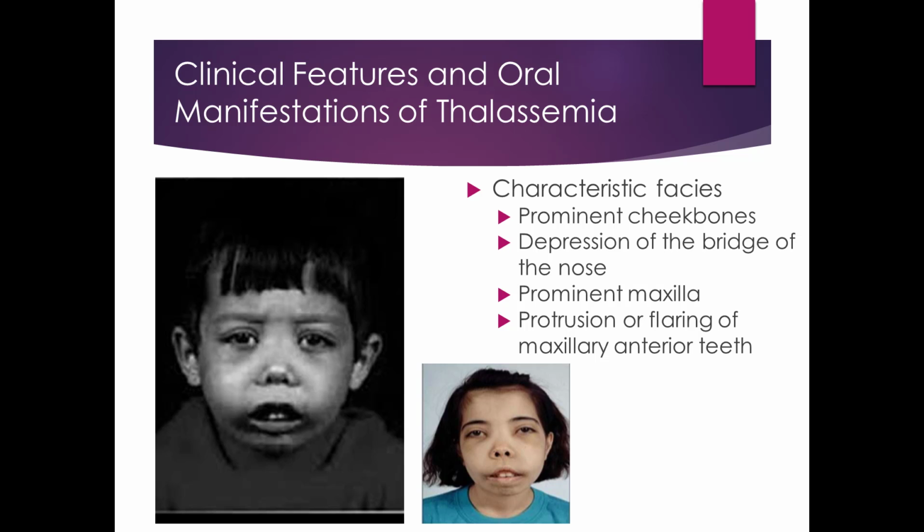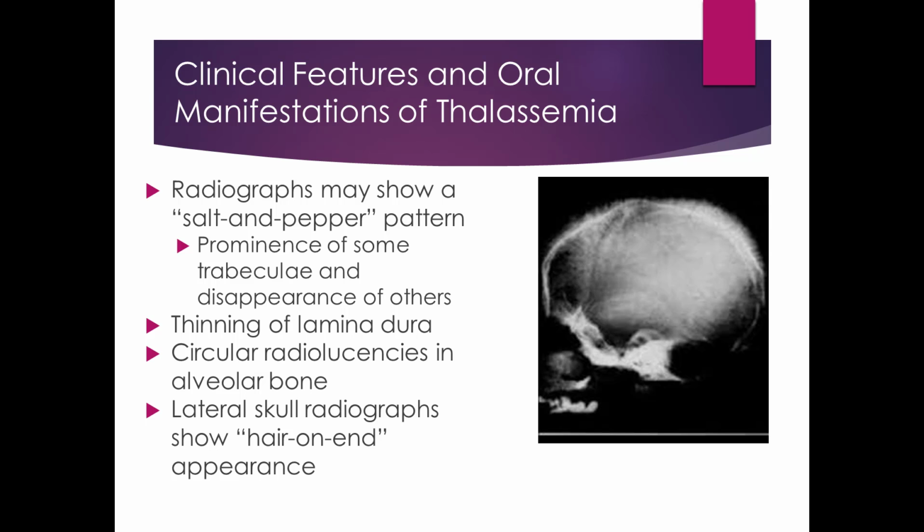That's thalassemia. On the radiographs, they show what we call a salt and pepper pattern. So basically, some of the trabeculae on the radiographs are more prominent, and then others pretty much disappear. So it looks sort of like a spotting or a dotting, and that's why we call it salt and pepper. Also, on the dental x-rays, we'll expect to see a thinning lamina dura and some circular areas of radiolucency on the alveolar bone. And then here we're seeing an image of the radiograph. You can see this hair on end appearance. It almost looks as if there's spicules or spikes showing up, spicules of bone.